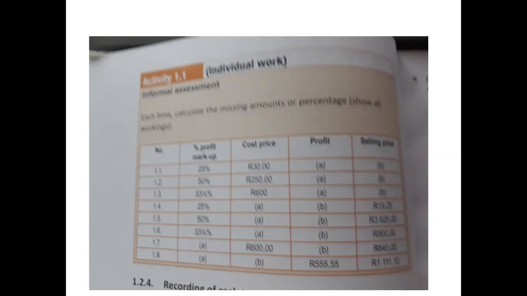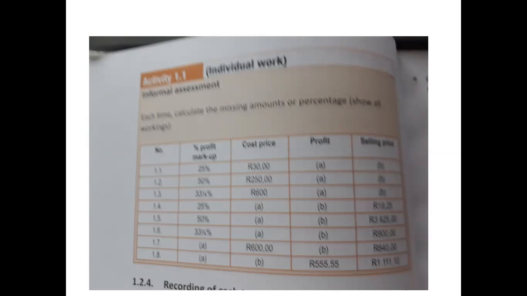All right. Let's do another example. Let's do one similar to 1.5. We can stick with the same selling price, the 3,625 Rand, but let's change the profit percentage to 75%.